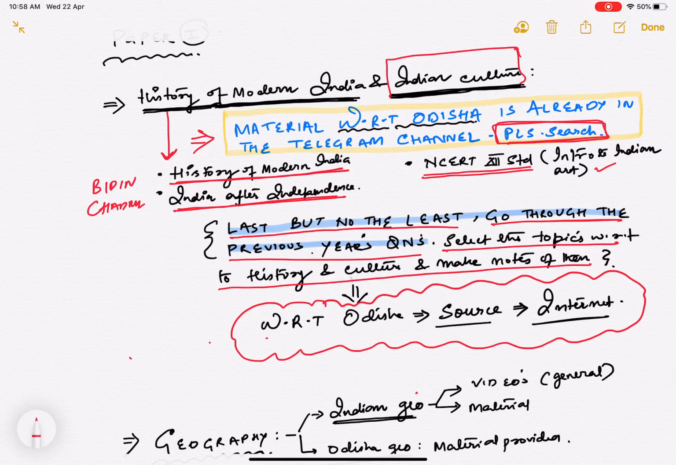With respect to Odisha, your source is the internet. Still, I have certain notes. I will be sharing them with you. You can see that I prepared the same notes from Wikipedia itself. I searched on Wikipedia and prepared them. The same thing can also be done by you. So I'll share notes with you on how exactly to prepare the notes.